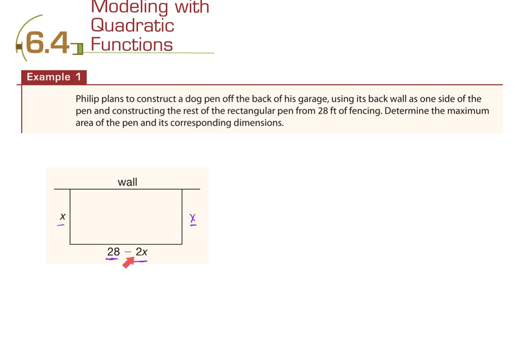Now they're actually wanting us to figure out area. Well, how do I solve for area? Well, area is going to be one side times the other. Length times width. That's a rectangle for area. And so if I did this length times width to find my area, it would look something like this, one dimension times the other. All right, if you distribute that, you're going to get the area is 28x minus 2x squared.